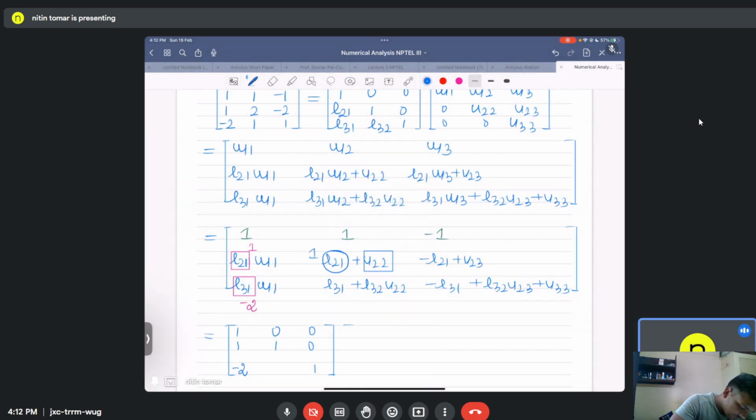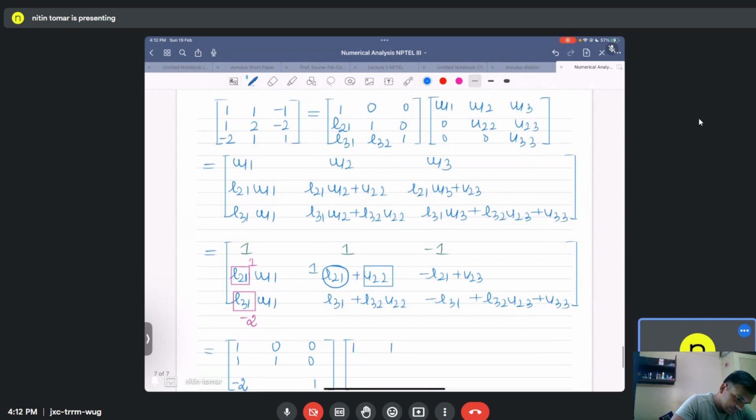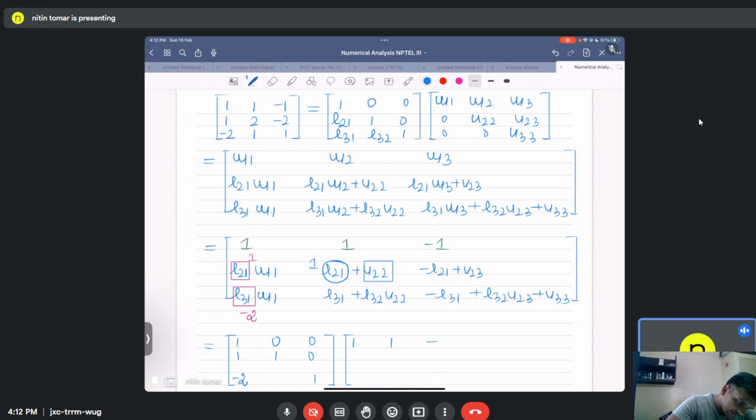Exactly, U22. So let us just write U11 is 1, u12 is 1, u13 is minus 1. Here everything is 0. Now you are saying u22 is also 1, which is correct, right? Yes, sir. And what about u23? See, you can use this also. This is also minus 1, right? Because L21 is 1. So what is u23? Minus 1. Yes, minus 1. So now only two entries left.